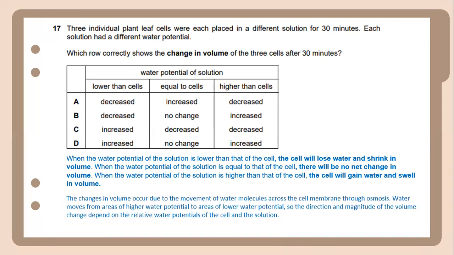swell in volume. So the changes in volume occur due to the movement of water molecules across the cell's membrane through osmosis. Water moves from an area of higher water potential to an area of lower water potential. So the direction and magnitude of the volume change depend on the relative water potential of the cells and the solutions. The answer will be B.